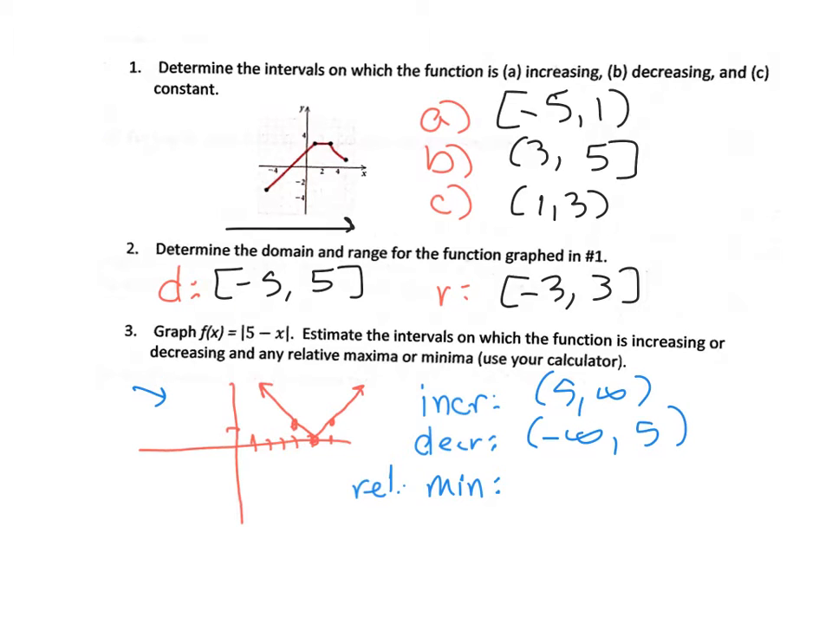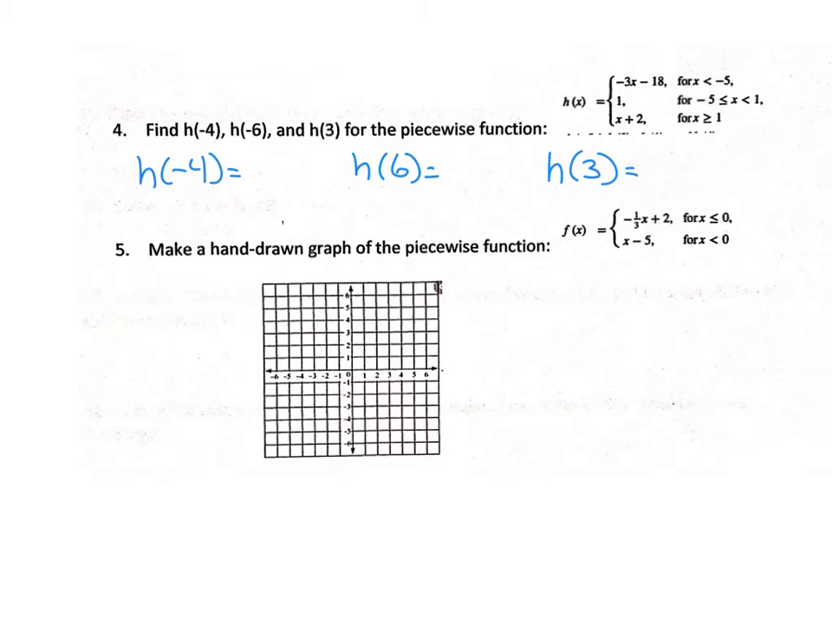And the relative min is the vertex of your V shape, and really they want what the x coordinate is at the min, so the min occurs at 5, and they want you to see that that's the transition where it increases, decreases, also happens at the maximum.